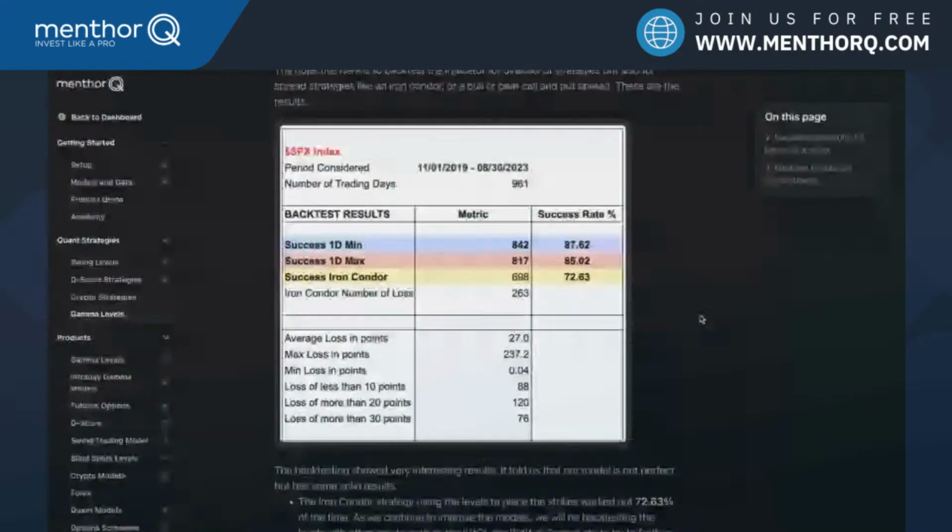That's why if you are trying to sell iron condors, or if you are doing ZTEs, you need to actively manage the structure. You cannot just leave it sitting there and hope that the market will not close outside of those ranges.